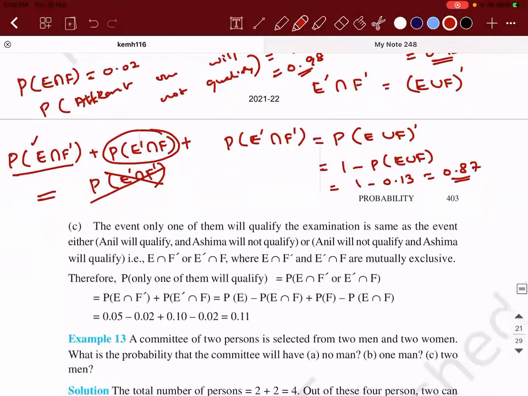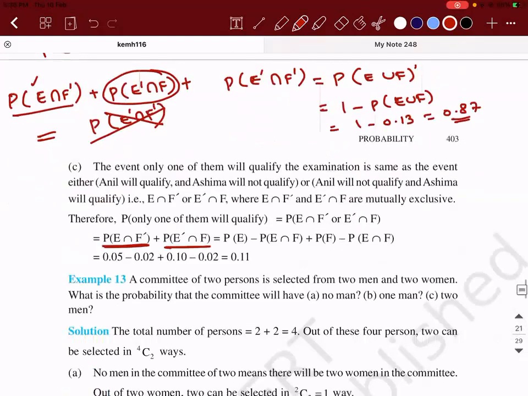So probability of E intersection F dash plus probability of E dash intersection F. For probability of E intersection F dash, what can I write? I can write the formula as: we know this thing, right? The number of elements in E intersection F dash is equal to the number of elements in E minus the number of elements in E intersection F. You know this formula? You guys know this?